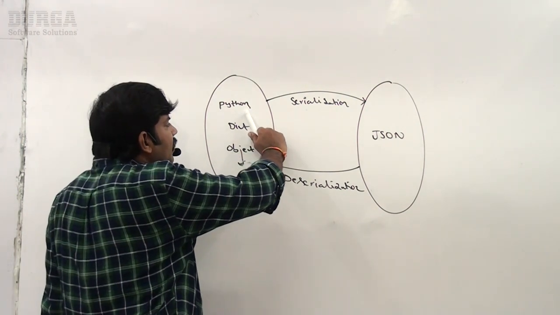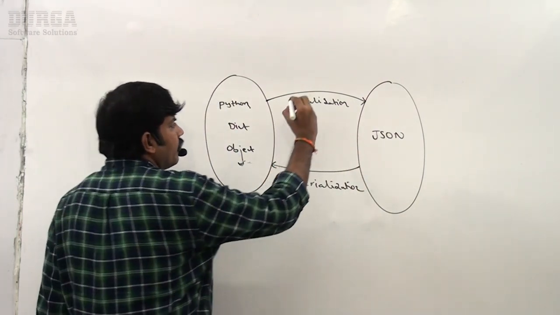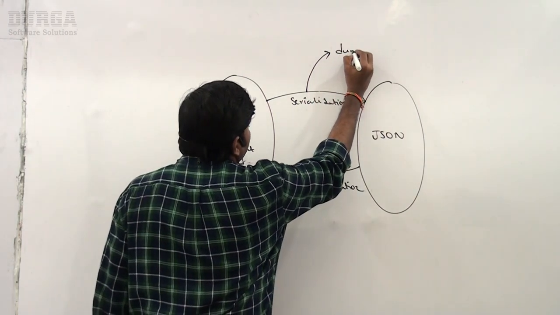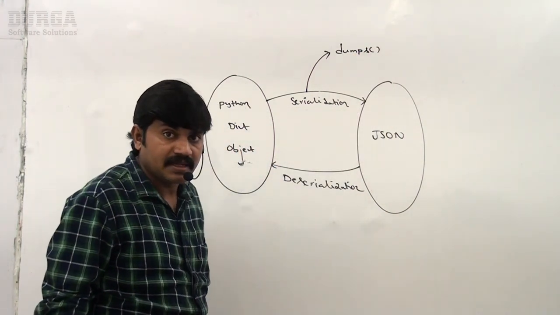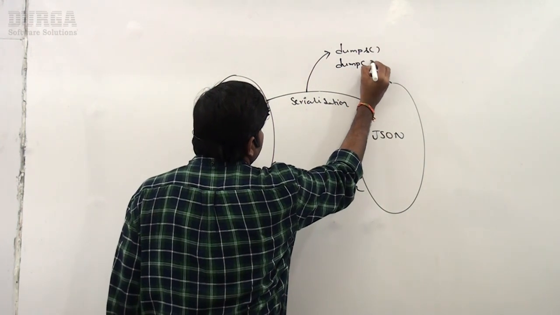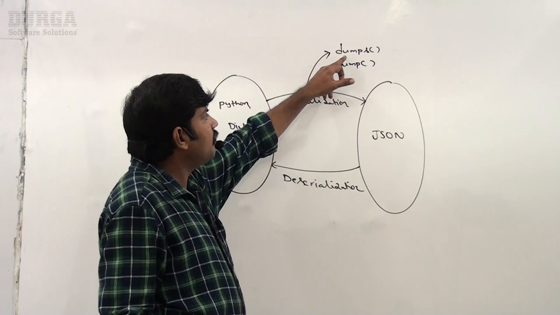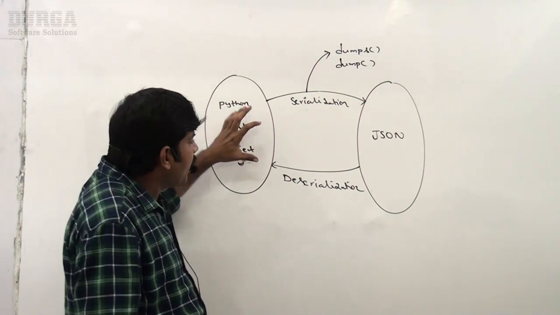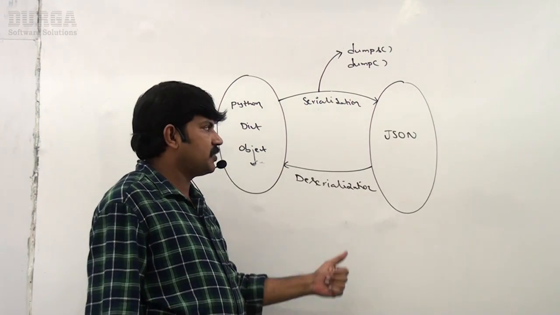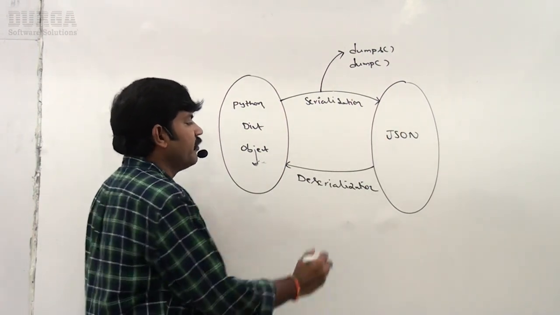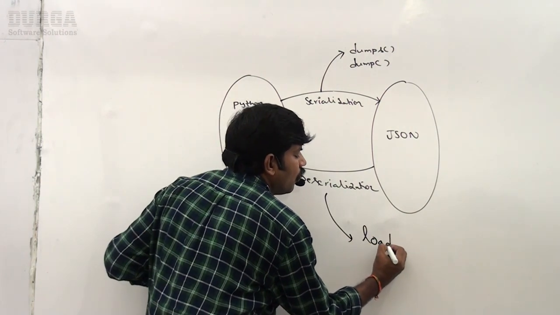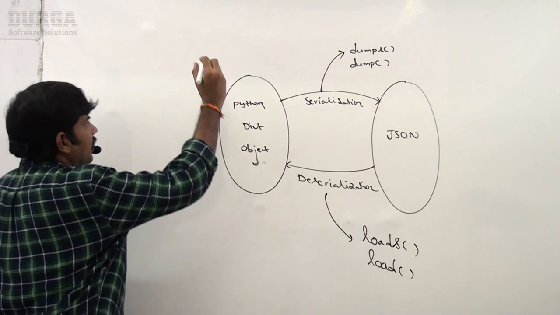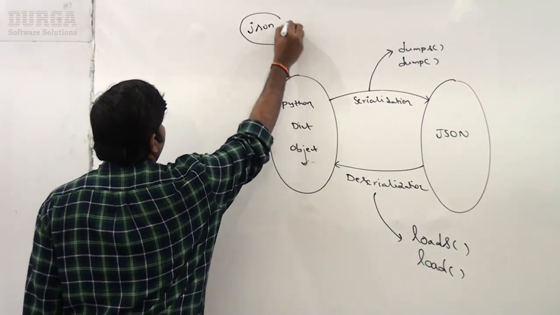So to convert a Python dict object to JSON, the JSON module contains two functions: dumps and dump. These functions are meant for serialization, to convert a Python dict object to JSON. For the reverse process, to convert JSON to a Python dict object, for this deserialization we require the loads and load functions. Take very, very special care. Here five words are very important.